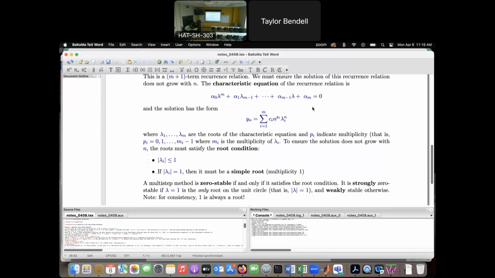There are two other sub-notions of stability. So a method could be strongly zero stable or weakly zero stable. If you look at all the roots that have absolute value equal to 1, so lambda equals 1 is always going to be a root just to ensure consistency. If there are no other roots that sit on the unit circle, in other words, of absolute value 1, then we say it's strongly zero stable. Otherwise, it is weakly zero stable.